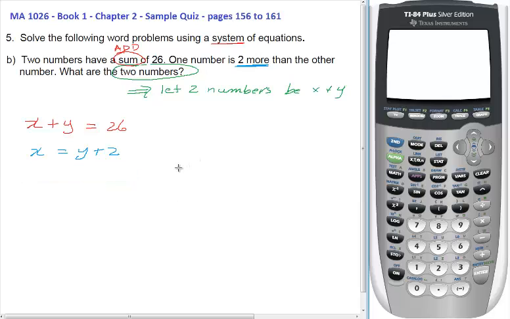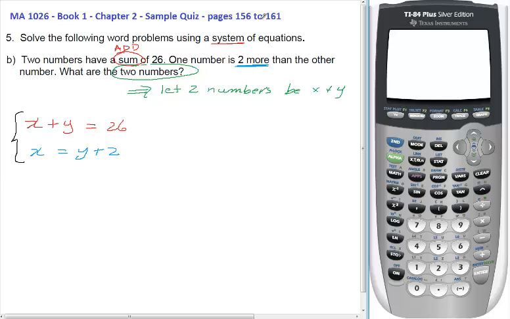Now, there are many methods you could use to solve this system, but those are the two equations. And when you set up a system, your equations are worth marks. So even if you stop here, you're still going to get awarded probably 2 marks out of 4, with 1 mark for each equation. Solving it would be the rest of the marks, and let's see if we can do that.